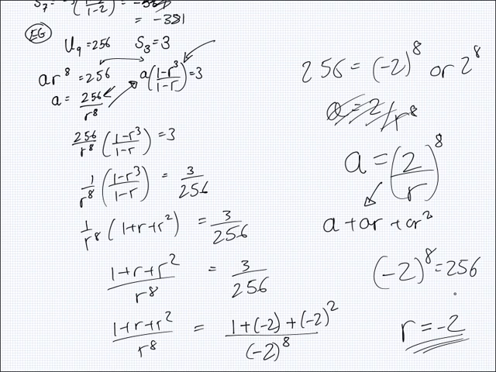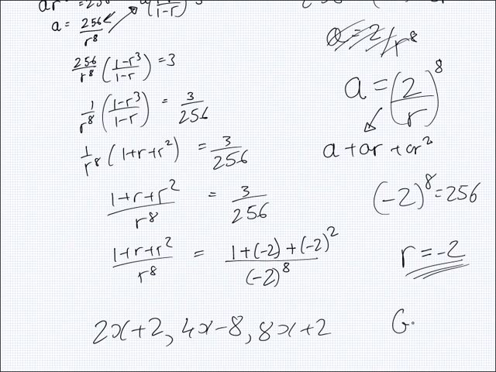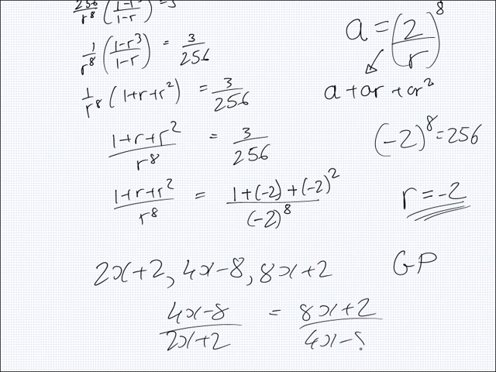The last one is like the last one for the previous lesson. I tell you that 2x plus 2, 4x minus 8, and 8x plus 2 is a GP. So I think some of you have an idea already to find the x. b squared equals ac. (4x minus 8) divided by (2x plus 2) equals (8x plus 2) over (4x minus 8). Yeah, I know it's the same.